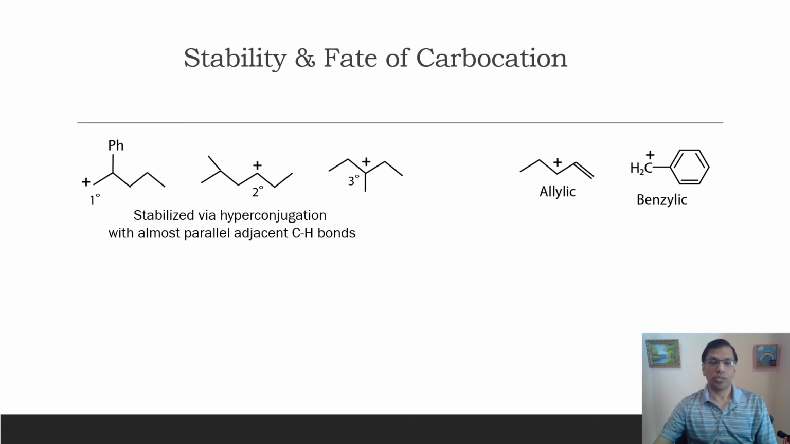So you can see that the hyperconjugation increases as we move from primary to secondary to tertiary. And so the stability of the carbocation increases, and tertiary carbocations are the most stable, and primary carbocations are the least stable.